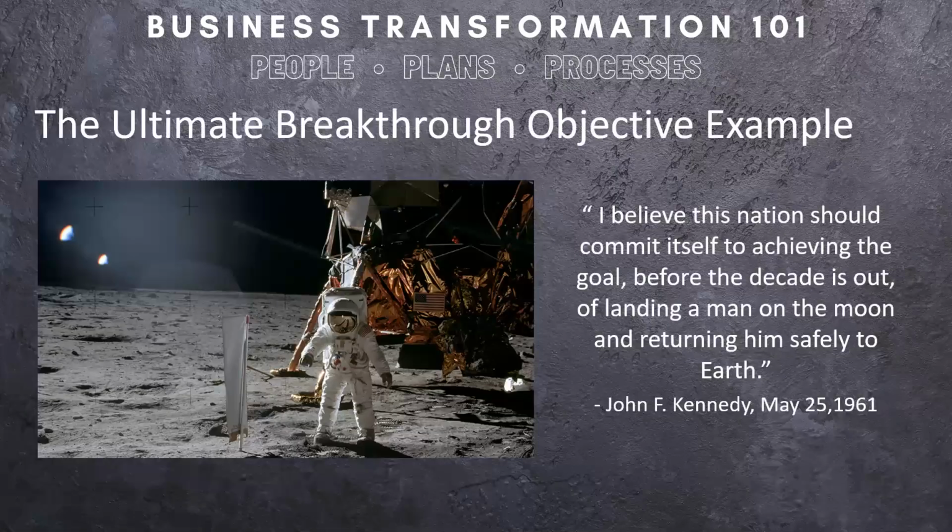Here is the ultimate example of a breakthrough objective. When President Kennedy in 1961 set out the objective to, by the end of the decade, land a man on the moon and return him safely, much of the knowledge and technologies required to achieve this objective did not exist. In many cases, the scientific and engineering communities had no idea how to do this.